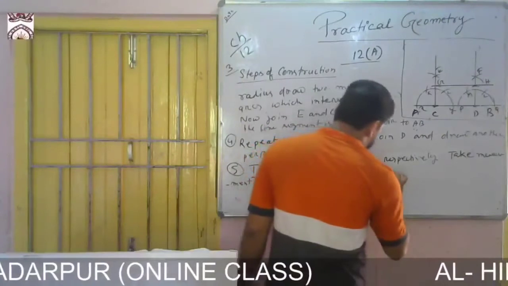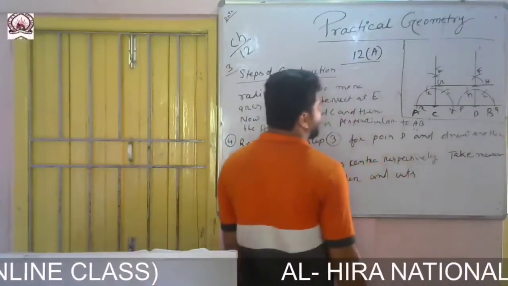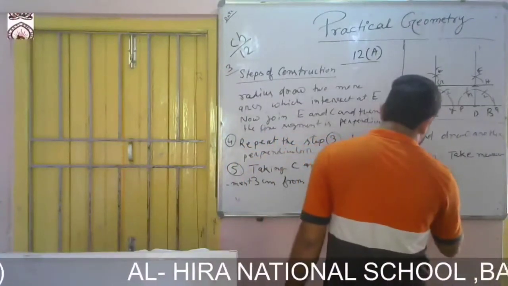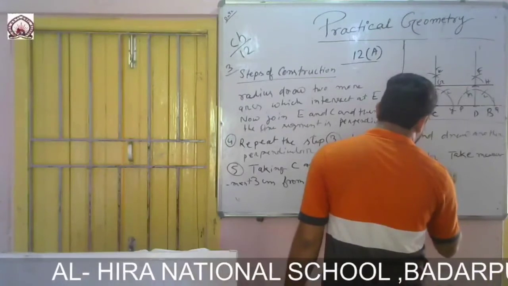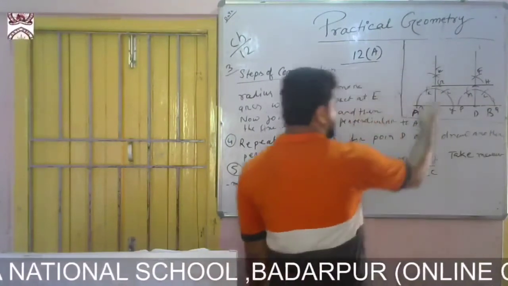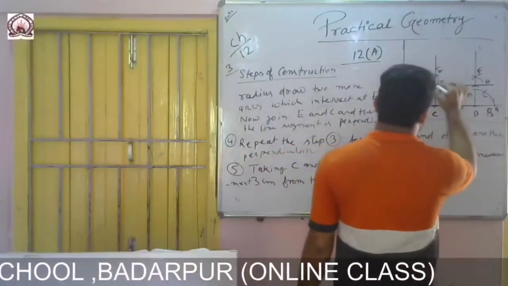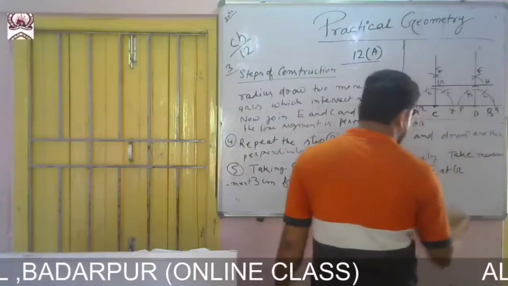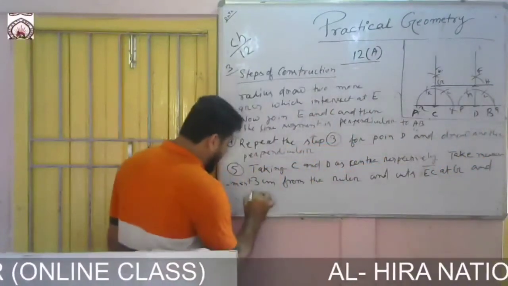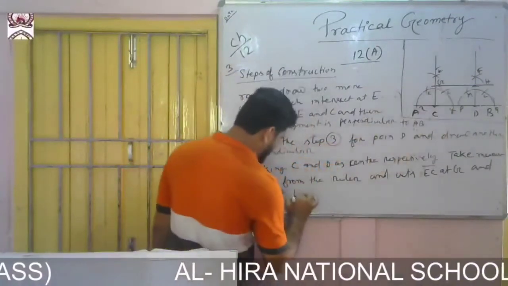And cut the line segment EC. This is perpendicular. Line segment EC at G, and FD at H.